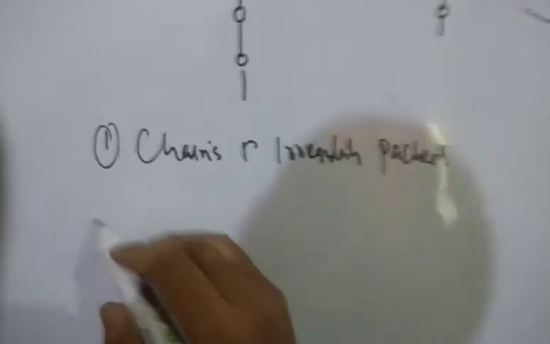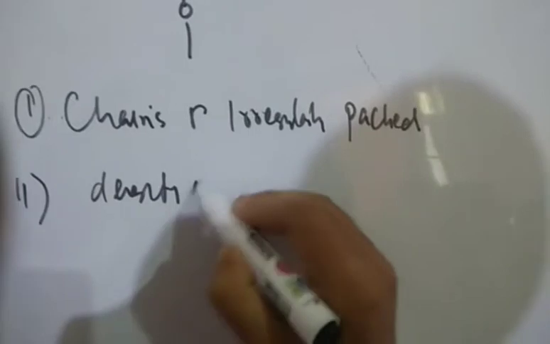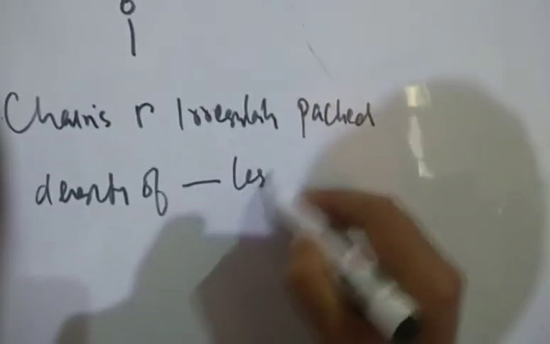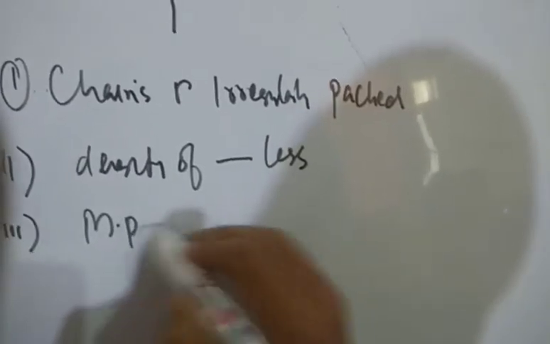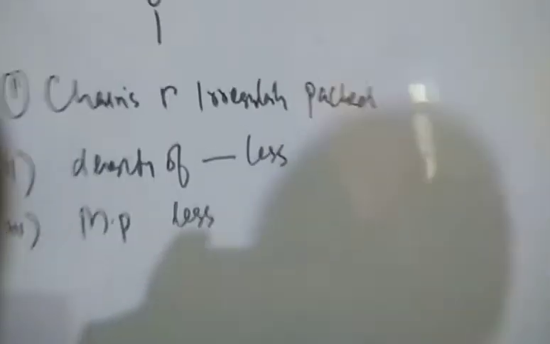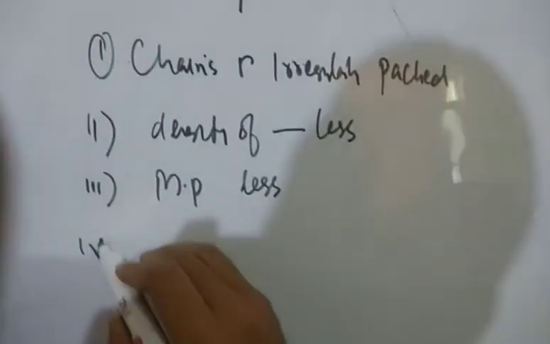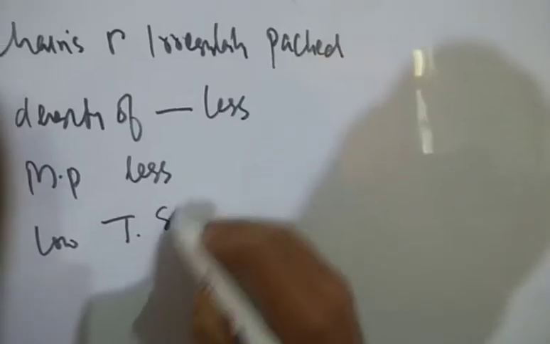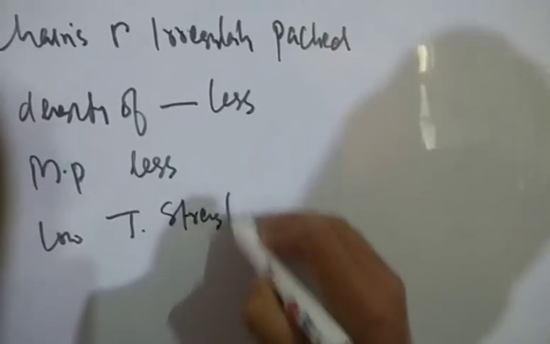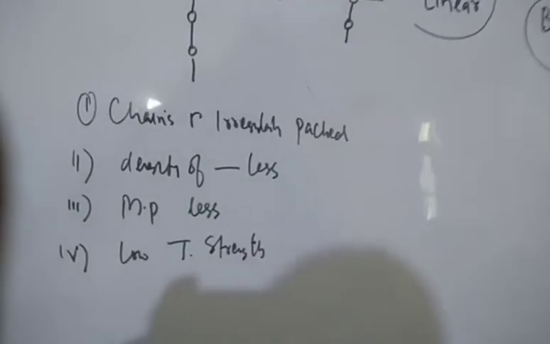And now what it does, the density decreases. So the density of these polymers is less. Third point, if that is the case, the melting point decreases. Not only that, tensile strength also is low. Low tensile strength. So it's like the inverse of what we have seen in the case of linear polymers.